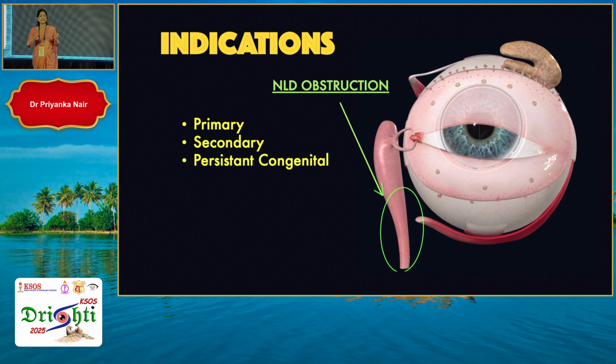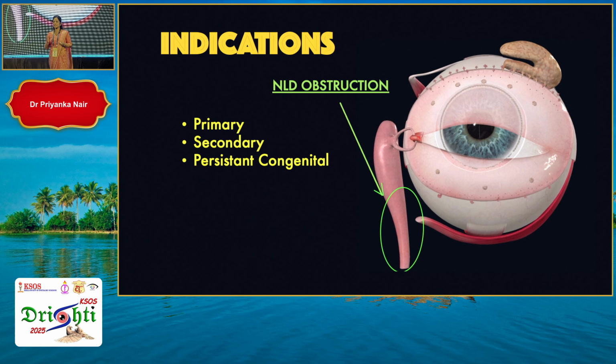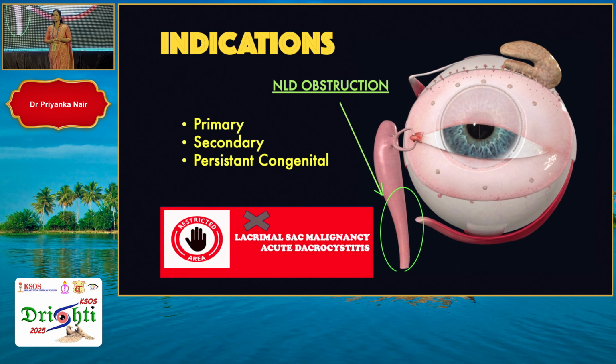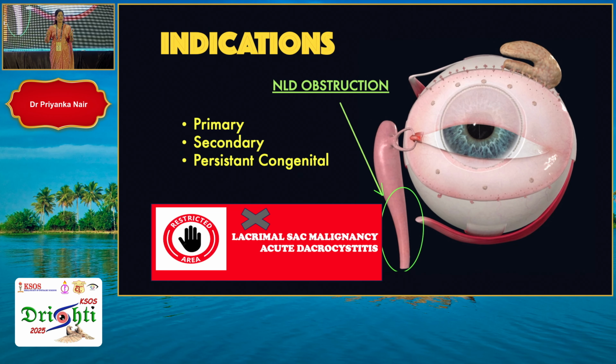So now, when do you do DCR? You will do it in nasolacrimal duct blockage. When can nasolacrimal duct blockage be there? It can be primary or secondary to some other causes like deviated nasal septum, or it can be persistent congenital. It's equally important to understand when not to do DCR: when there is lacrimal sac malignancy or active infection. So now you know when to do DCR.